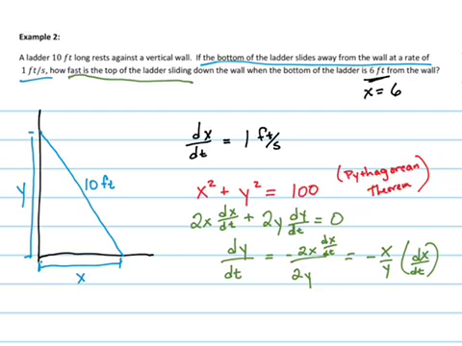Now, we know a couple of things here. We know this value because it tells us that the bottom of the ladder is sliding away from the wall at a rate of 1 foot per second. We also know x because we're talking about when the bottom of the ladder is 6 feet away from the wall. What we don't know is y. However, we can use our original equation to find y. So I'm going to take some of this information over to the next page.